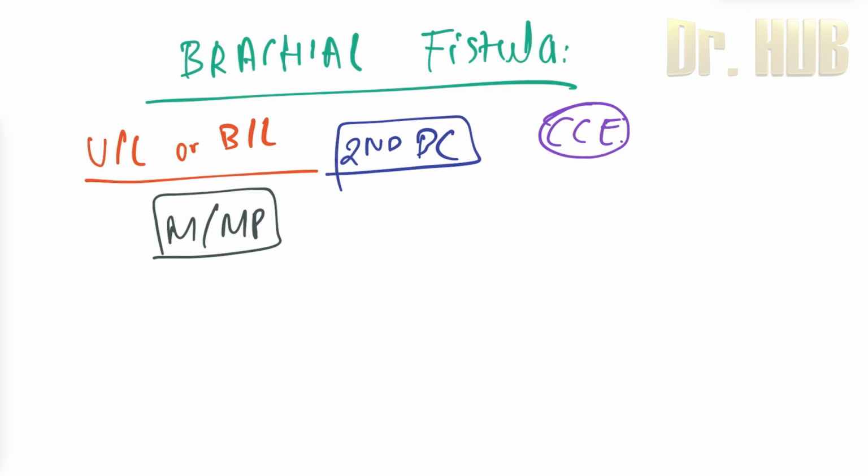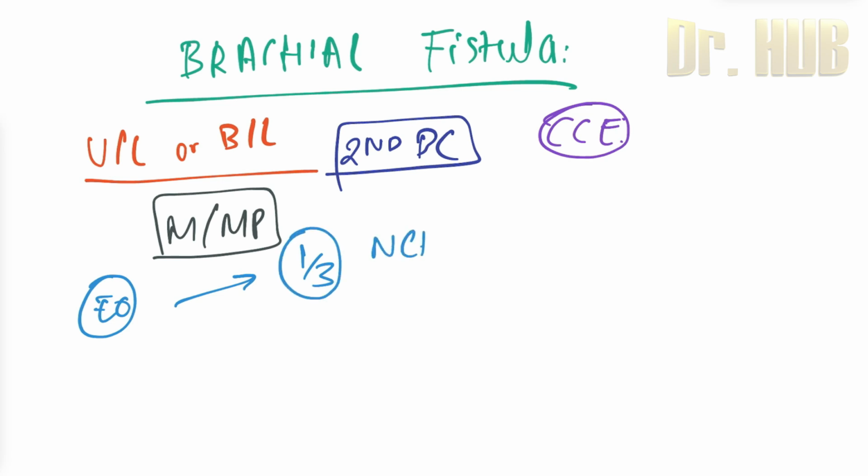The external orifice, it includes the presence of the lower third of the neck at the anterior border of the sternocleidomastoid. So lower third of the neck, this will be anterior to the SCM, that is the sternocleidomastoid.